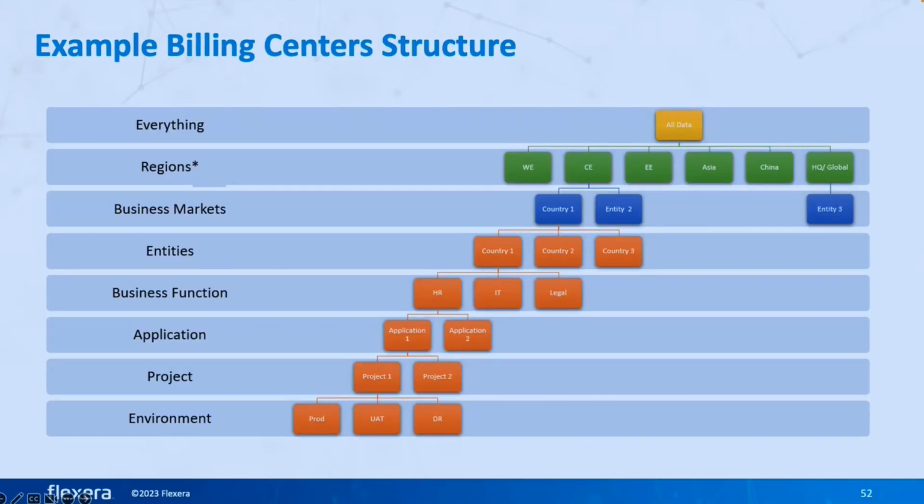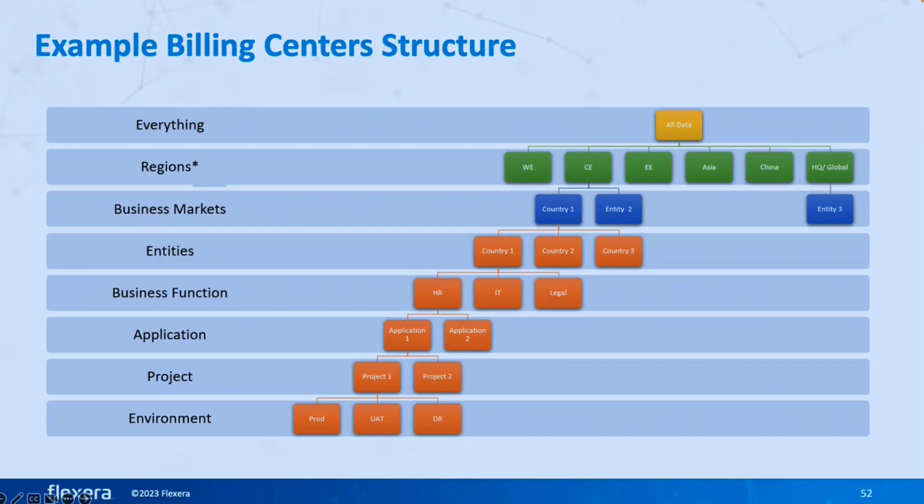So this is an example where billing centers, all of your spend at the top could be split out by different dimensions. Okay, so, and you can build these up to 10 layers deep, I think, within the platform. But we often encourage customers to keep it a little bit simpler than that, right?